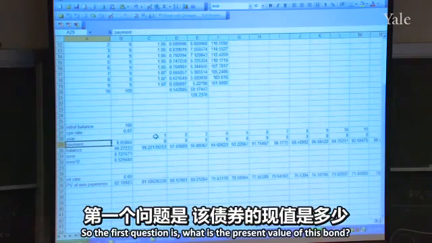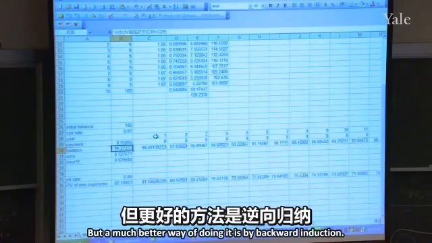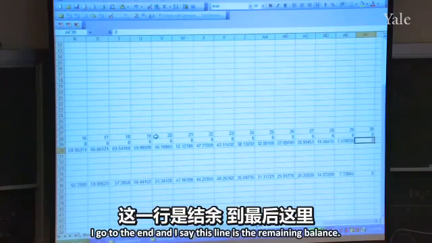what is the present value of this bond? So I could take 8 divided by 1.07 plus 8 divided by 1.07 squared plus, all the way, 8 over 1.07 to the 30th power, and figure out that number. But a much better way of doing it is by backward induction. So what do I do? I go to the end and I say this line is the remaining balance.